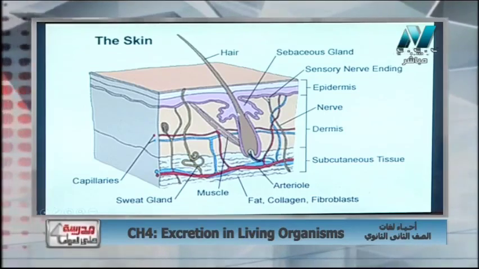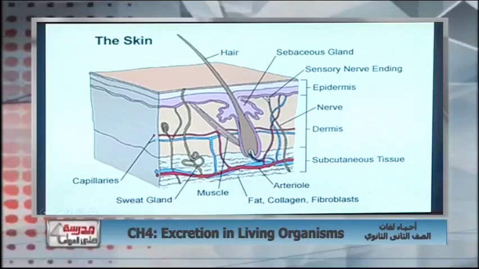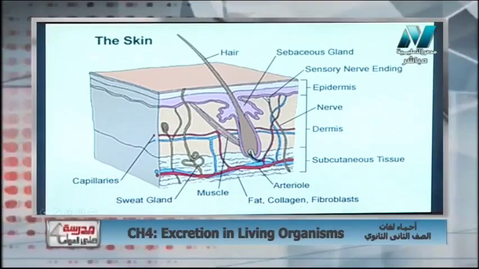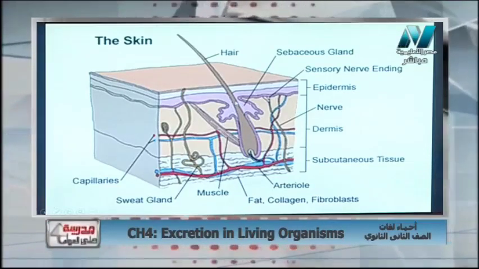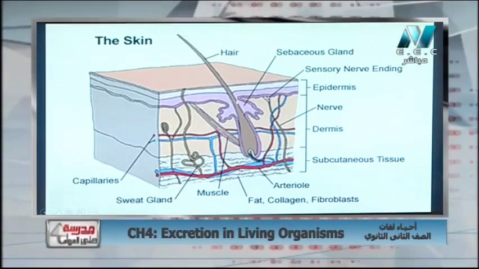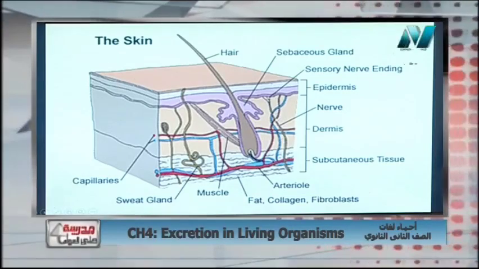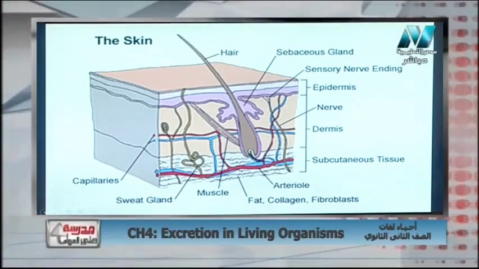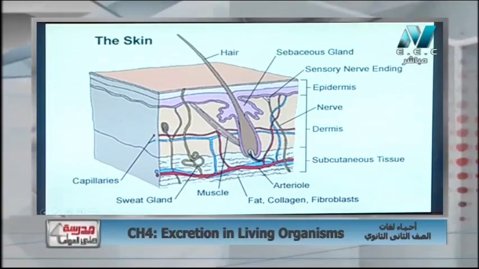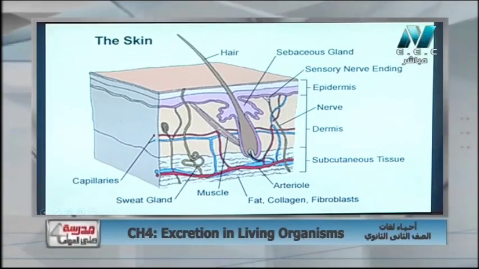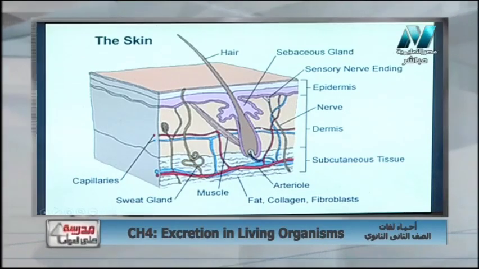And the hair is connected with a sebaceous gland, or oily gland, which supplies the hair with oily substance to make it pliable and easily grow out. Also in the dermis, there are a great number of blood capillaries to supply all of these parts with food and oxygen and carry out the waste materials.